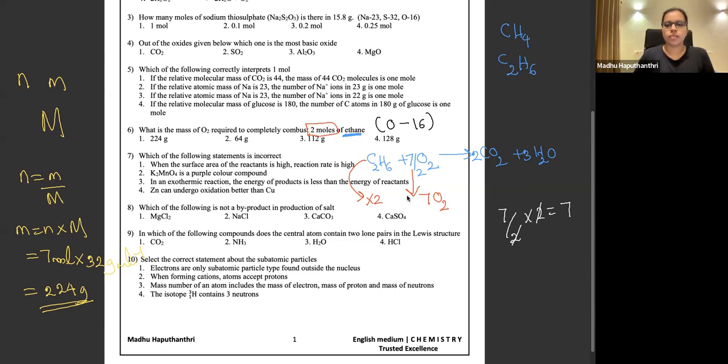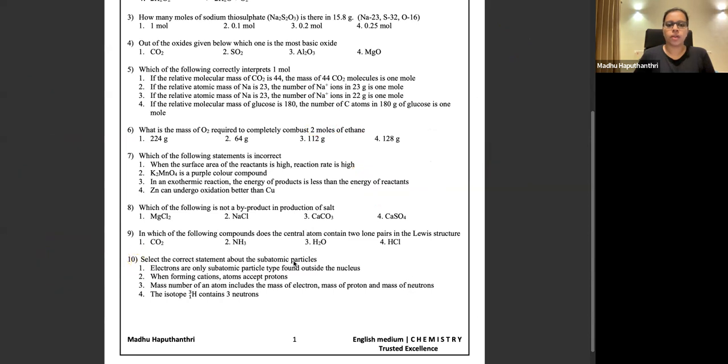7. Which of the following statements is incorrect? Again, please take care. I'm asking for the incorrect statement.